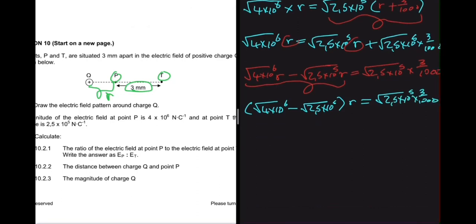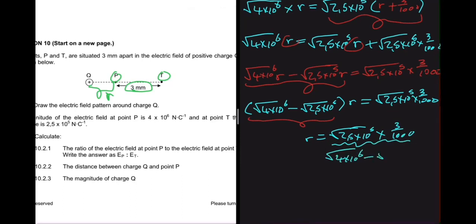So now I'm going to divide both sides by the coefficient of r, right? And then if I do that, I should get r is equal to the square root of 2.5 times 10 to the 5 multiplied by 3 divided by 1,000, right? And then now we're dividing by that coefficient, which is the square root of 4 times 10 to the 6 minus the square root of 2.5 times 10 to the 5. And then now you can finally put this expression in the calculator in an attempt to find the final answer, right?